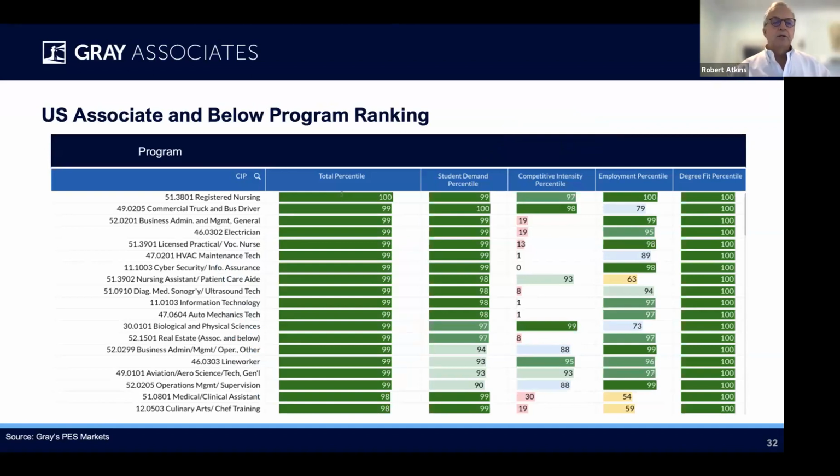In this case, we look at the program and create an overall score. In our system, we use about 50 variables. You may use fewer. This is a lot for you to try and keep track of. We look at student demand metrics, things like Google search volumes and completions. We look at competitive intensity. How many competitors are there? What does it cost to buy a lead in that market? How many jobs are there for graduates? What do they pay? And what is the appropriate degree level for that particular job?